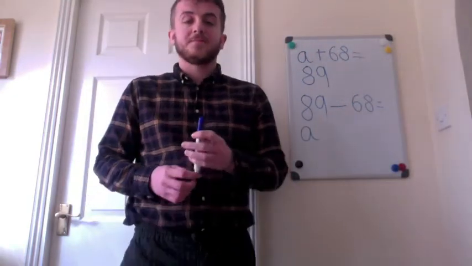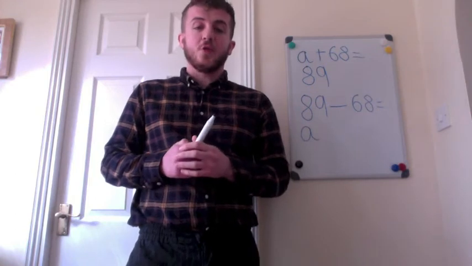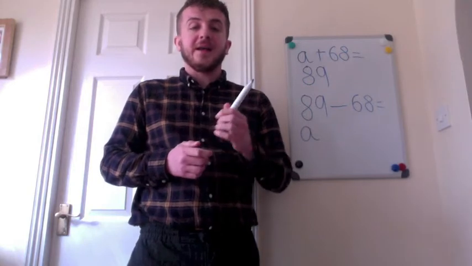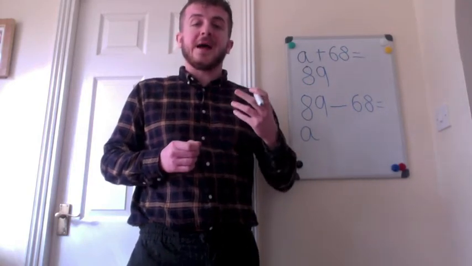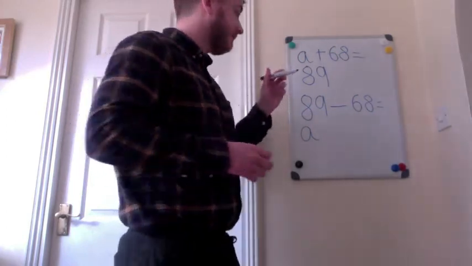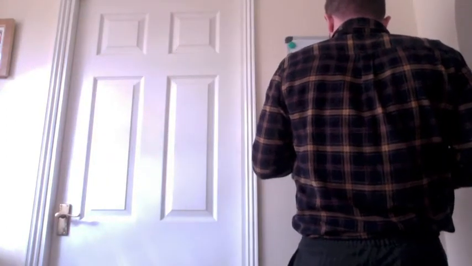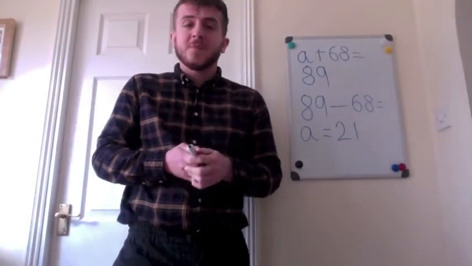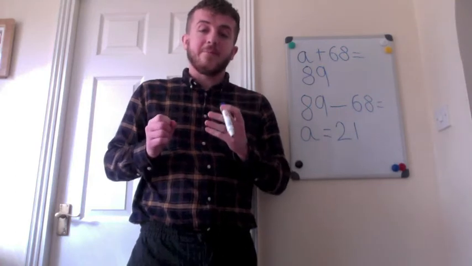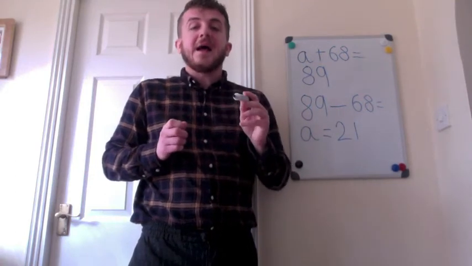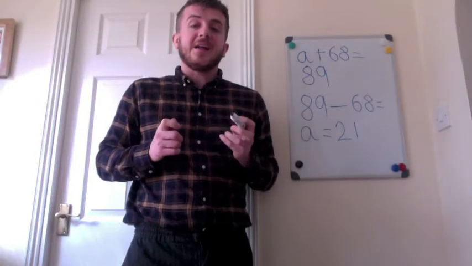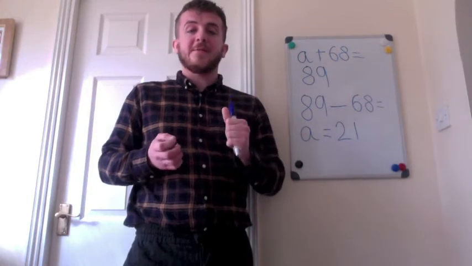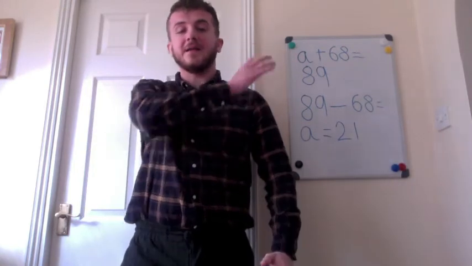Right, so 89 take away 68 equals A. So I need to take away those two numbers and that will give me the value of A. Calculating it mentally, I know that the answer is 21 because 68 add 21 equals 89 and 89 take away 68 equals 21. Hope you got that one right too. If you have, give yourself a pat on the back.